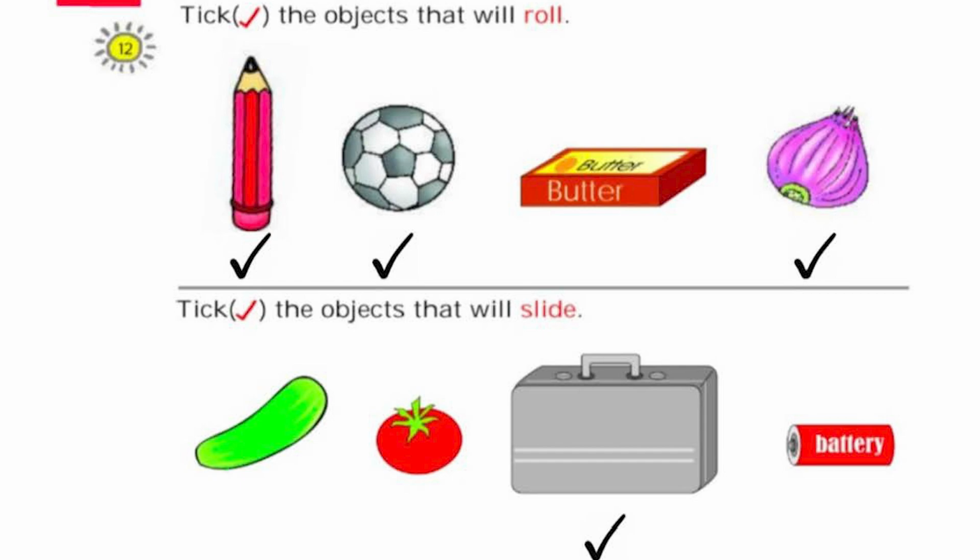Now see the next exercise. Tick right the object that will slide. There are 4 objects: cucumber, tomato, suitcase and battery. Suitcase has a flat surface, so suitcase will slide. Tick right the suitcase.